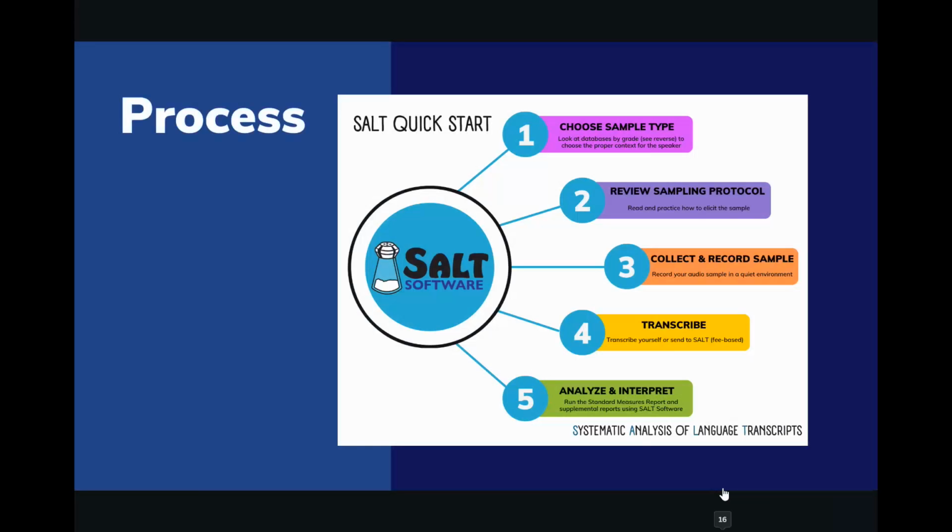So the whole process of language sample analysis using SALT is a 5-part process. First, choose your sample type. You want to look at the databases and grade and pick which sample. Review the sampling protocol, so you're following the elicitation protocol. You're going to collect and record your sample. What I typically use is just an iPad or some sort of digital recorder, and that gives us great audio quality. Then you can transcribe your sample yourself or have SALT transcribe it for you. And then the last part is to analyze and interpret your sample.